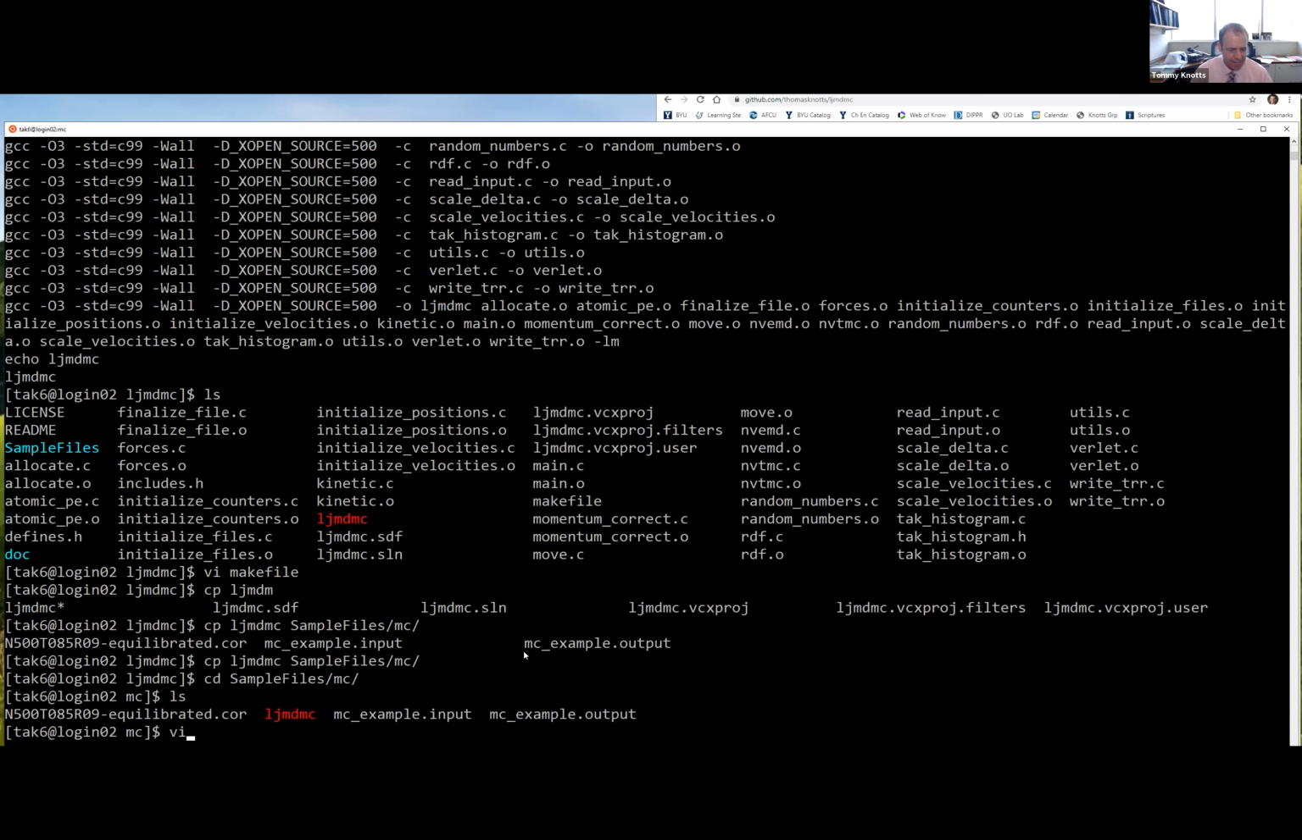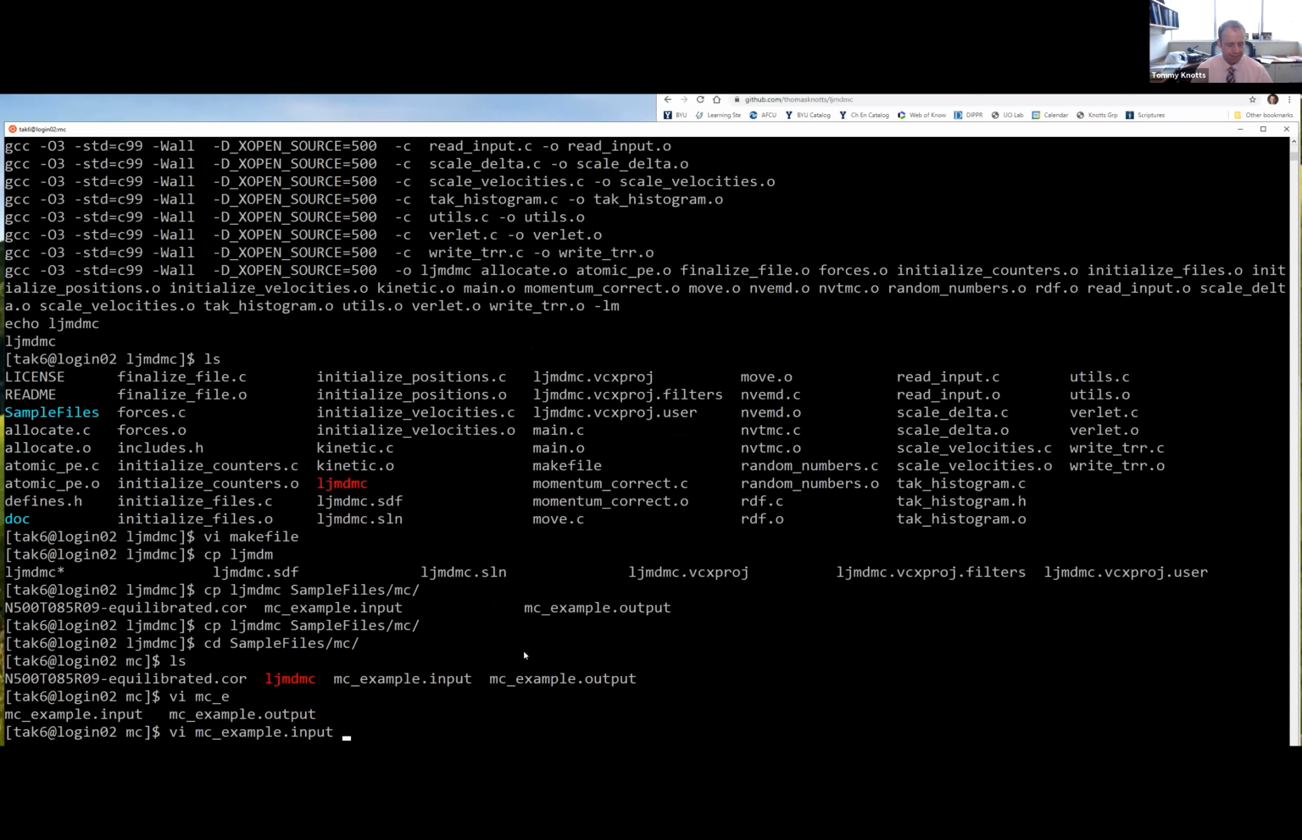So if I look at that with vi, if I open it, MC example input. You'll notice that I'm hitting tab to autocomplete, and you just get used to that when you're working with Linux. So I just typed MC, tabbed over, and it gave me some other options, and then I hit I, tab over. The vi MC example.